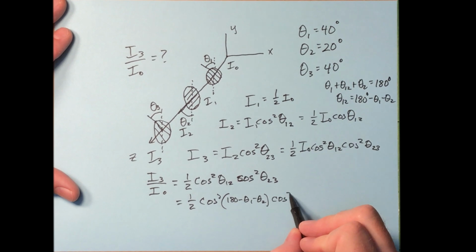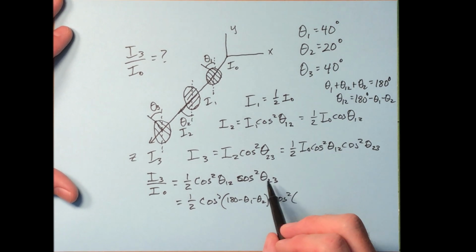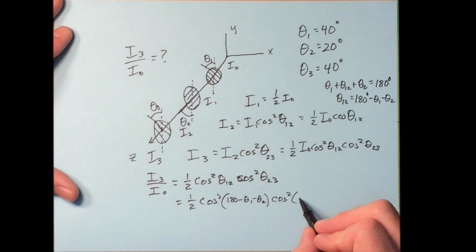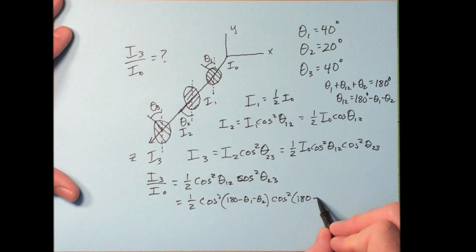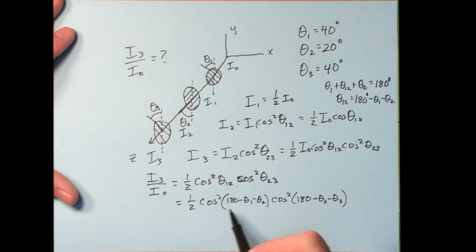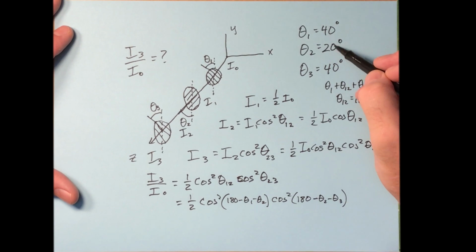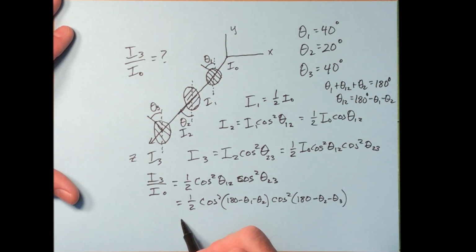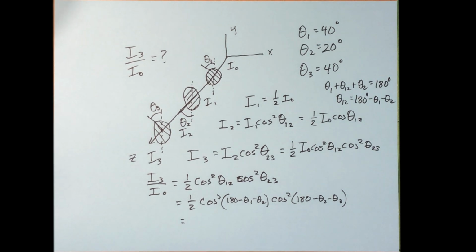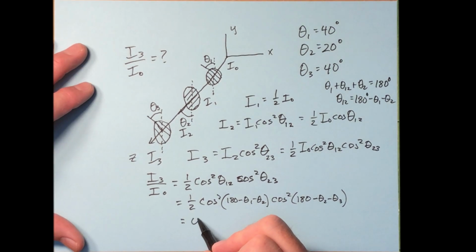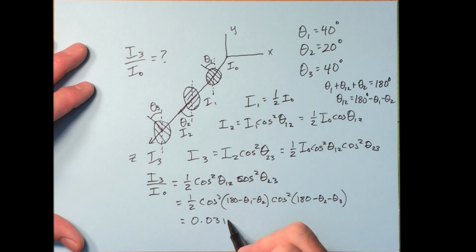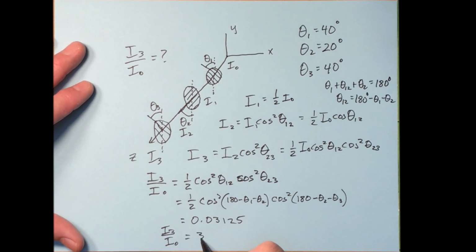And then cosine squared is going to be, this is 2, 3 here. We do the same sort of thing. It ends up being 180 minus theta 2 minus theta 3, like that. All right, we've got values for theta 1, theta 2, theta 3. We should be able to plug those in. And when you plug those in, you end up with 0.03125, meaning that I3 over I naught is about 3.1%.